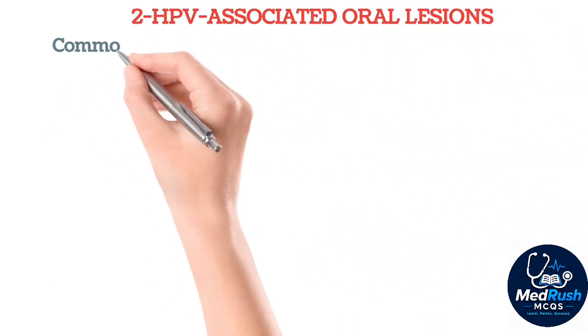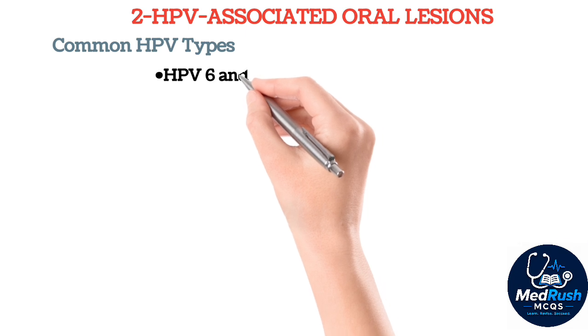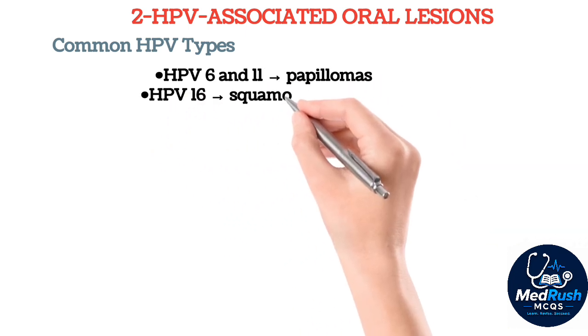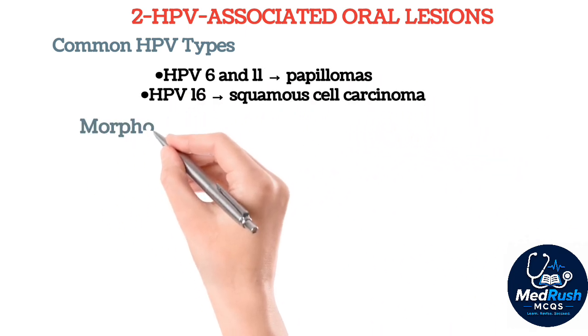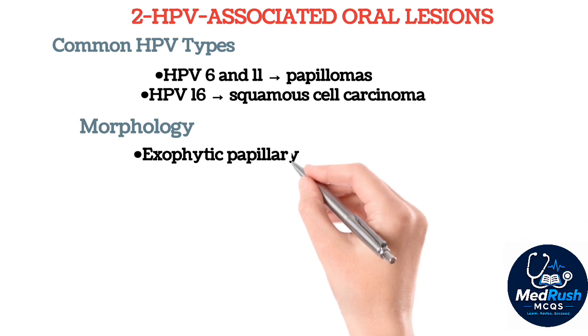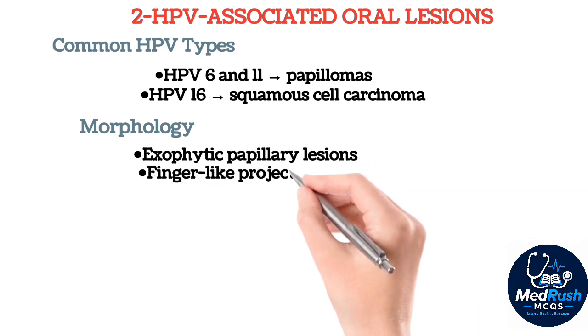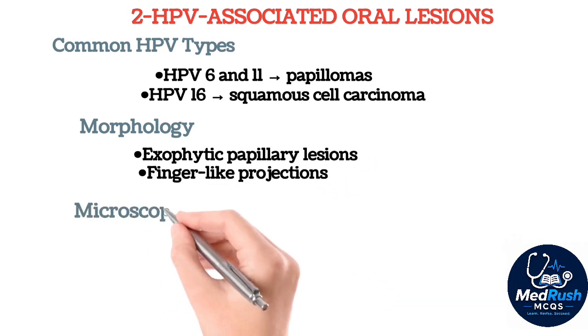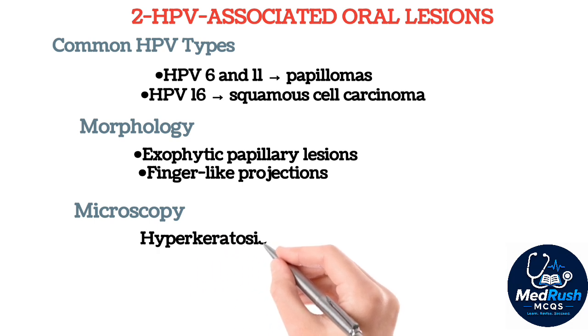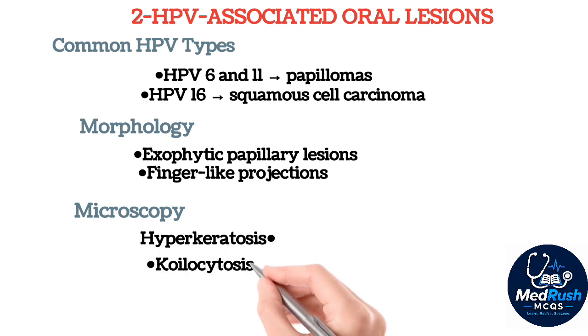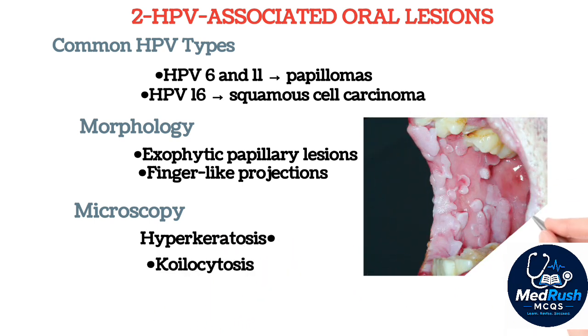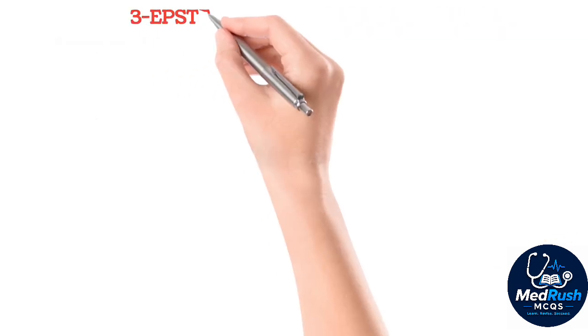Human papillomavirus causes papillary lesions in the oral cavity. HPV types 6 and 11 are associated with benign papillomas, while HPV 16 is associated with oral squamous cell carcinoma. Morphologically, these lesions show exophytic papillary growth with finger-like projections and a warty appearance. Microscopically, coilocytosis and hyperkeratosis are seen.